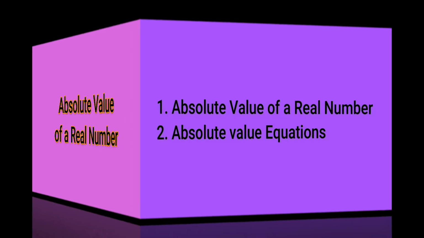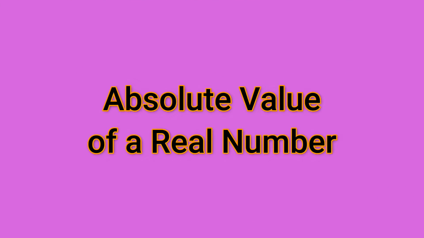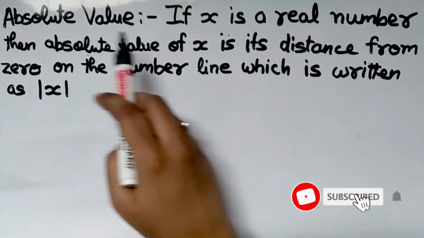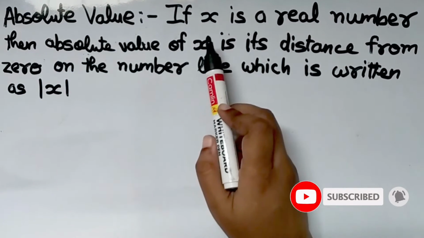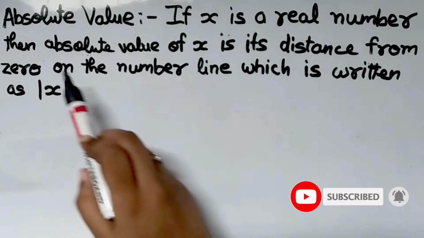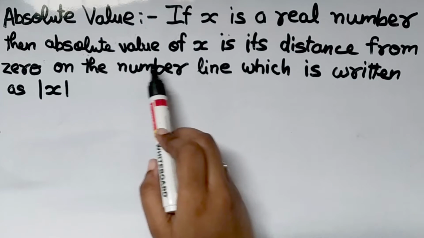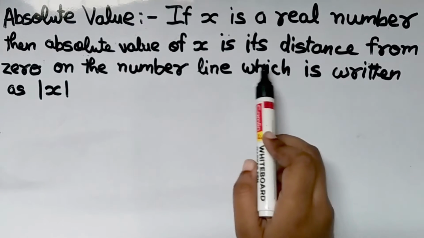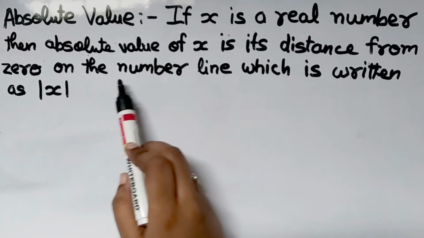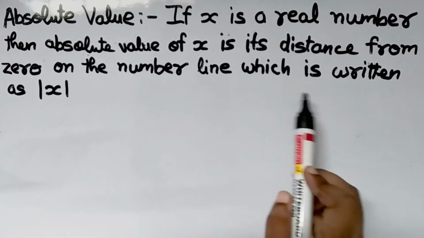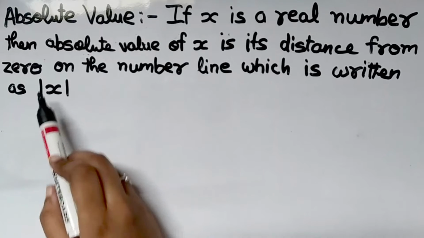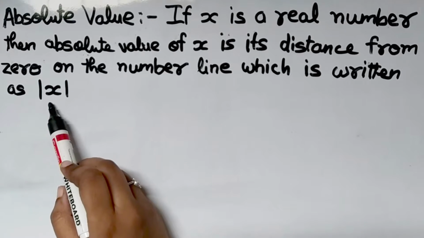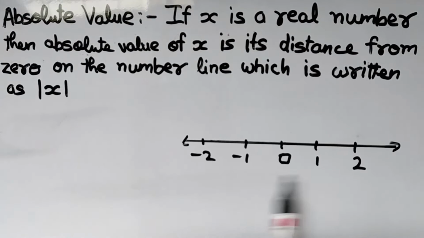So let's start. What is the absolute value of a real number? If x is a real number, then the absolute value of x is its distance from 0 on the number line, which is written with this symbol. This is the number line.